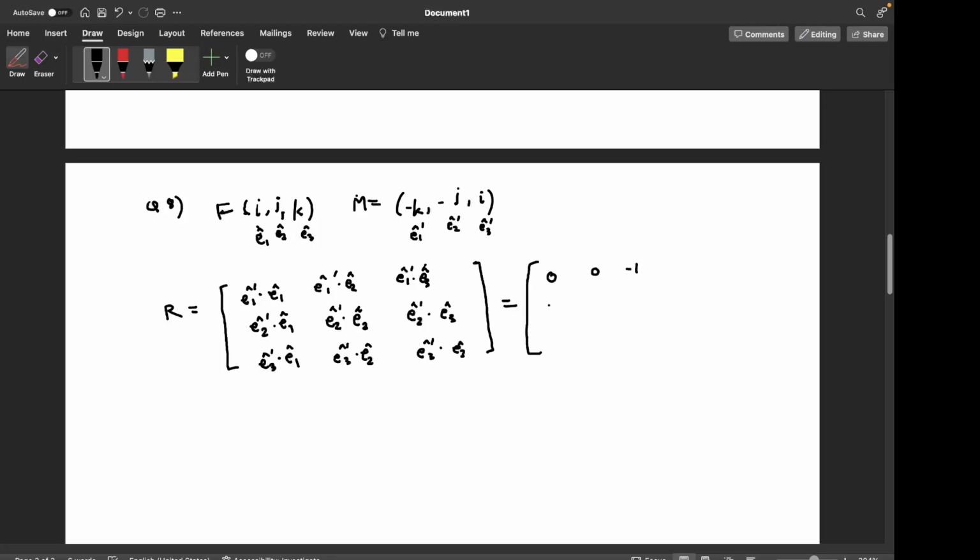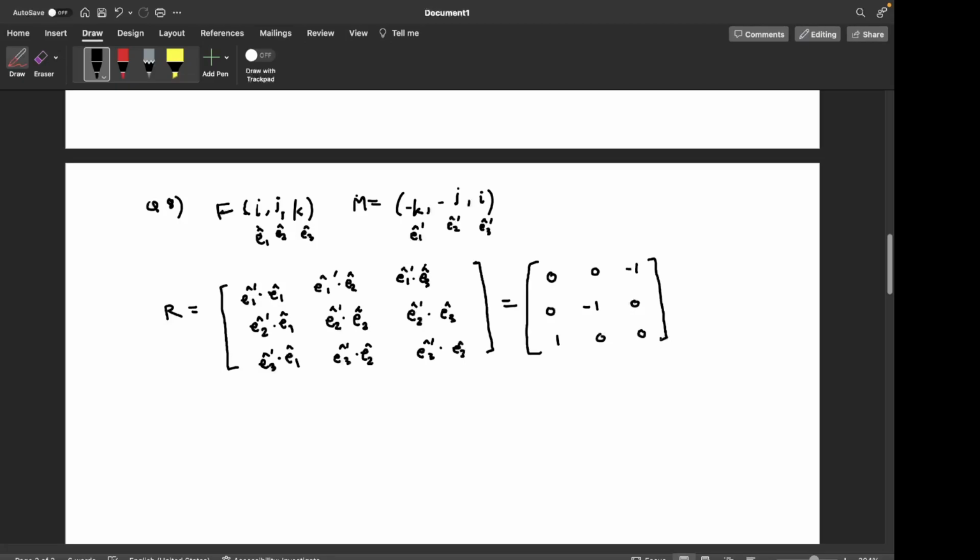So next would be E2 prime, which is minus j. Again the first term would be 0, this would be -1, and this would be E2 prime, j dot k, again perpendicular, so 0. Third row, E3 prime, I dot I, this will be 0 and 0. So this completes our rotation matrix.